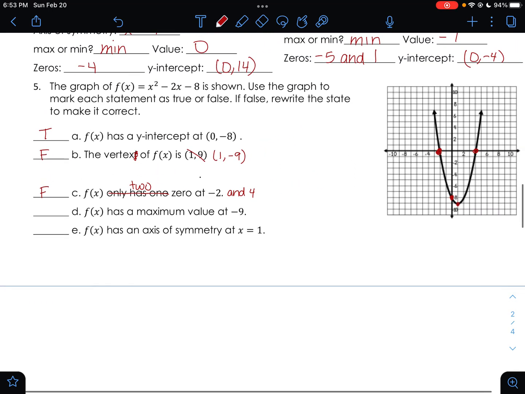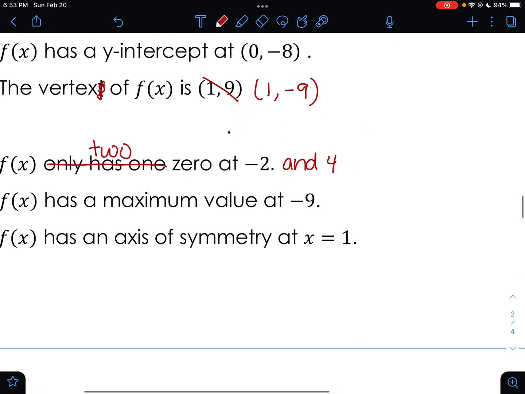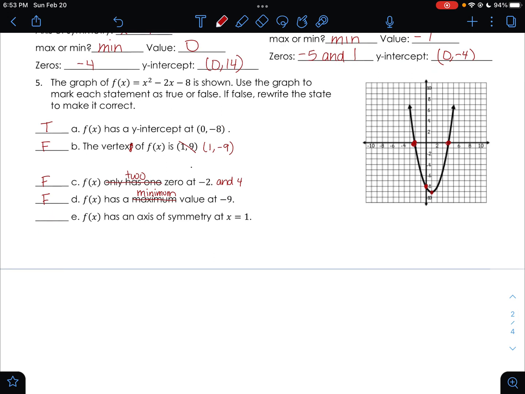Next. f of x has a maximum value at -9. Well, this is opening upwards, so it does not have a maximum value, so this is false. And that is actually a minimum value. So we're going to change the word maximum to minimum. And then last but not least, f of x has an axis of symmetry at x equals 1. Well, it's the x value of the vertex, which is 1, so that is a true statement.